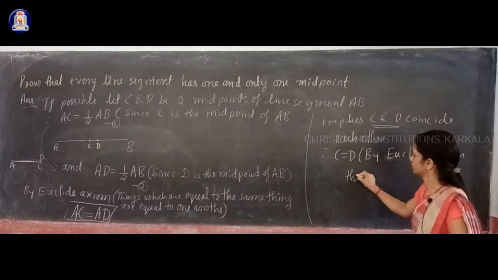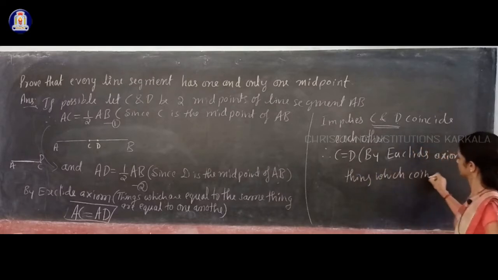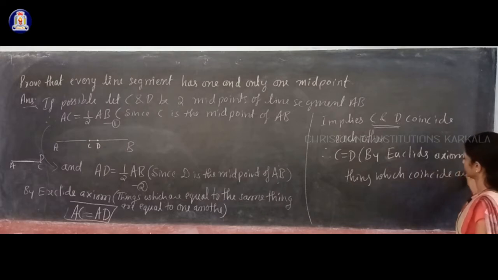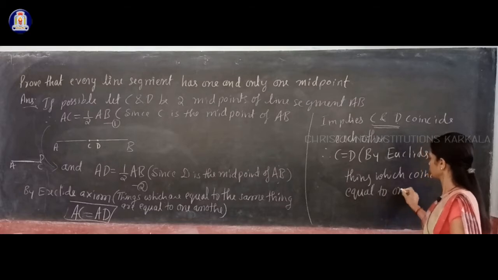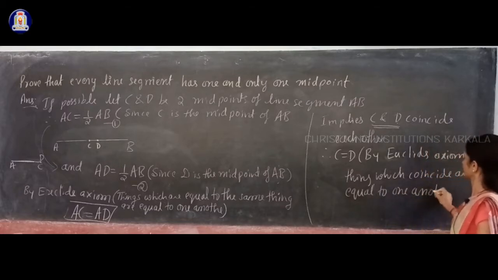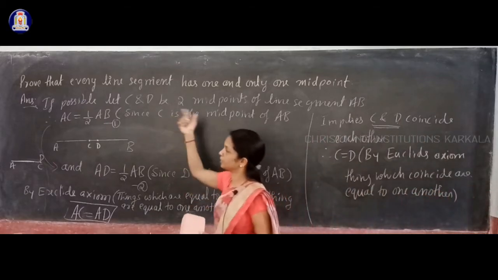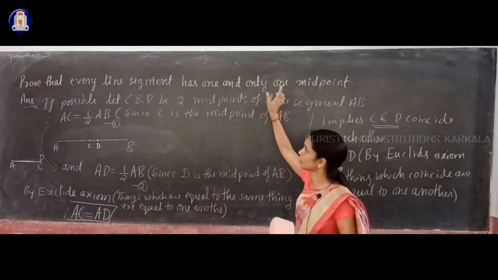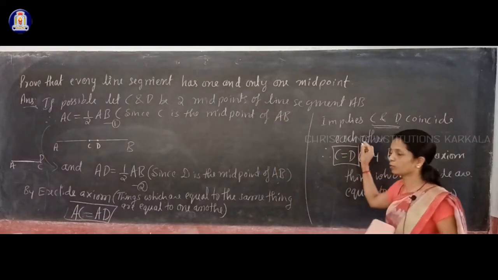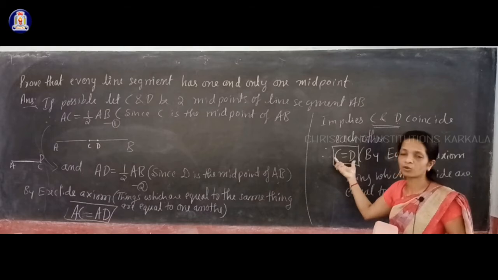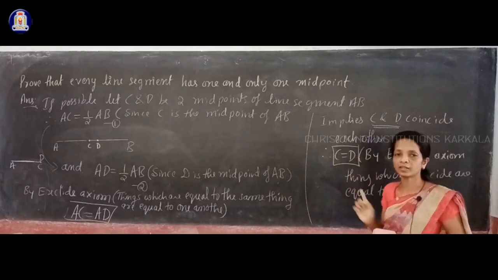Things which coincide are equal to one another. So this proves what? We assumed C and D are two midpoints of the line segment AB, but what we got here is that they are equal. It means they are not separate points, they are a single point. C and D are one and the same.